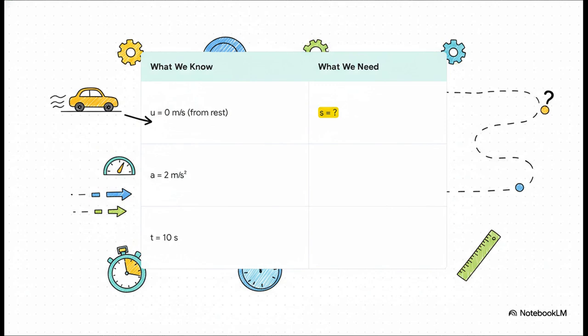The first step in any of these physics problems is to play detective and find the clues. You see that phrase from rest? That's a huge clue. It's telling us the initial velocity, u, is 0. The problem also gives us the acceleration, a, and the time, t. So the only piece of the puzzle we're missing is the displacement, s.